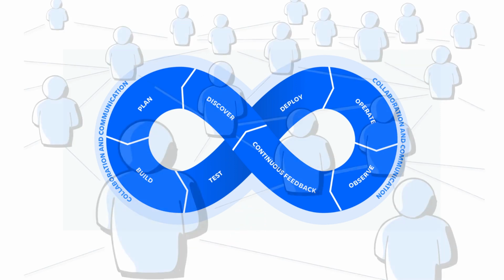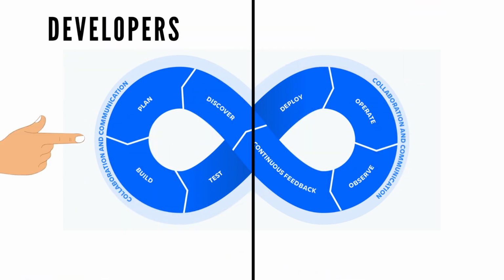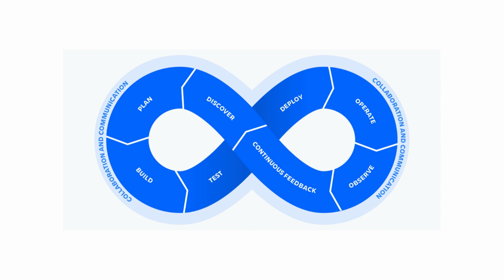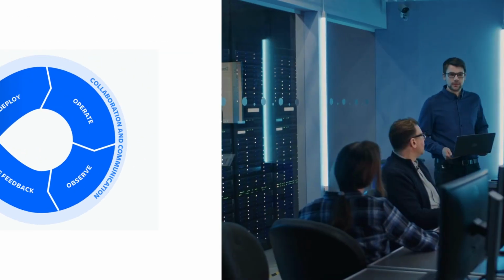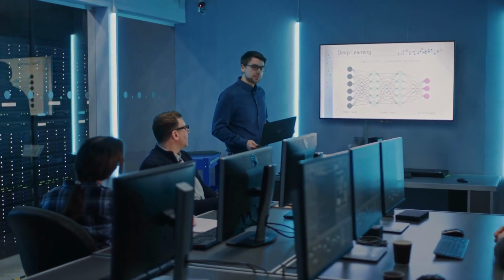This picture shows the connections between these departments. On the left circle, there are developer-related activities, and on the right side, administrator-related ones. Let's overview the developer circle. Discover means to define what is necessary to develop. For instance, let's build a new feature that will track user geolocation and add it to our application.